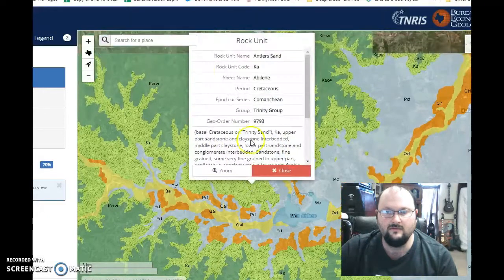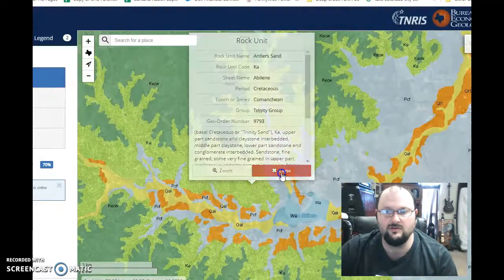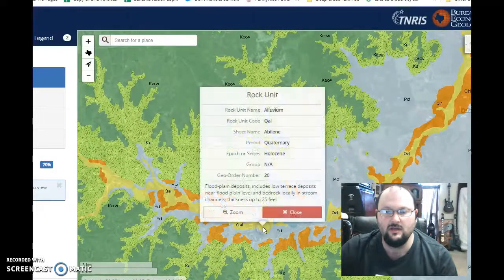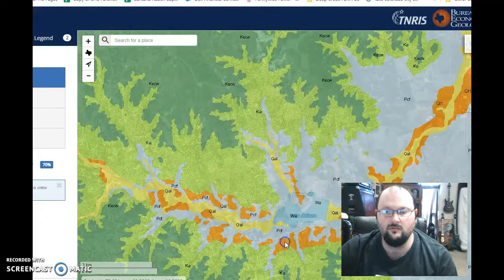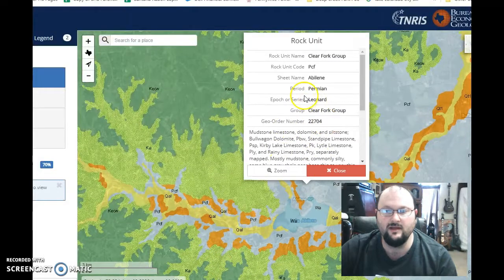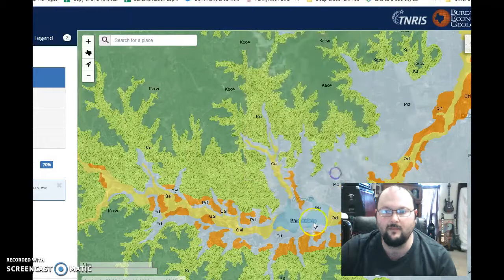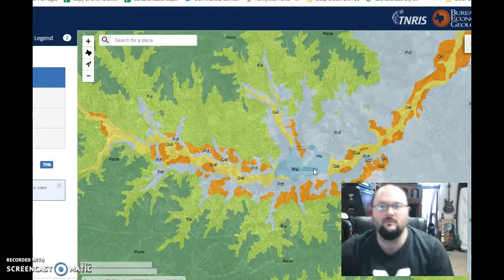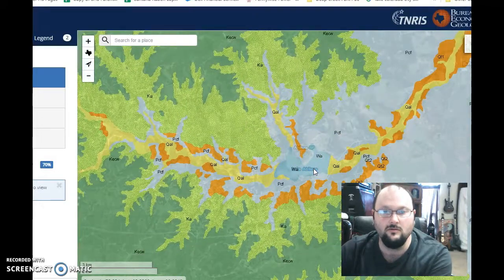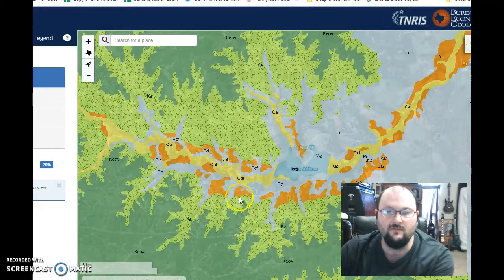So we have some Antlers sand with some Cretaceous. We have several different Quaternary deposits, and then the very bottom, the basement that you'll find, is pretty much going to be Permian. For that, it would pretty much have to be seen in other areas of Texas or through drilling or whatnot to find what's below that.